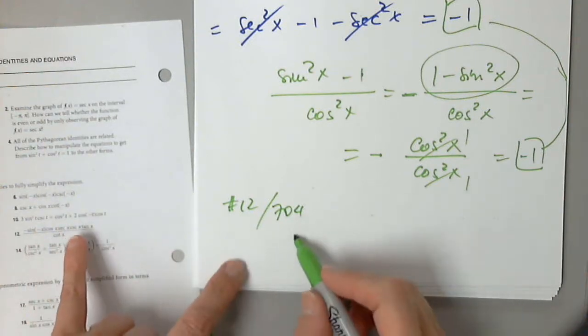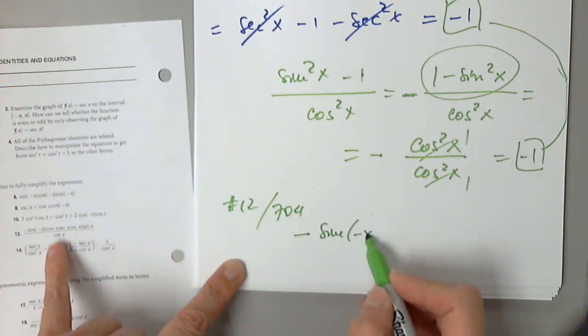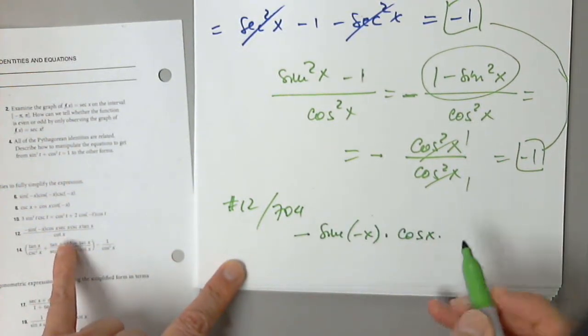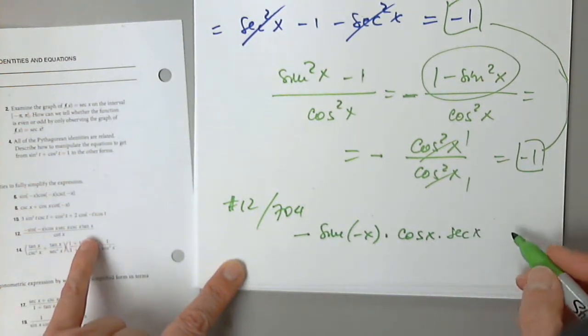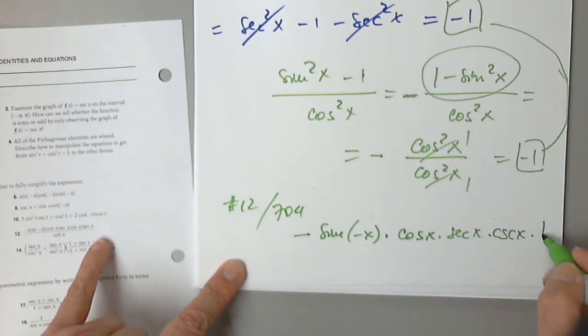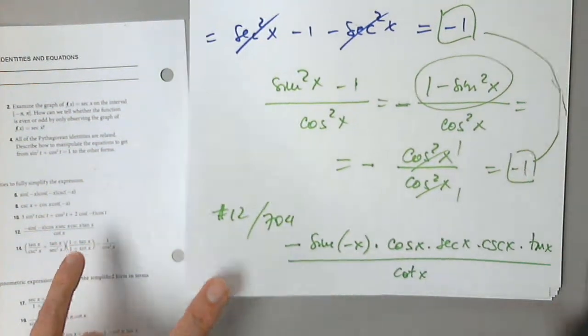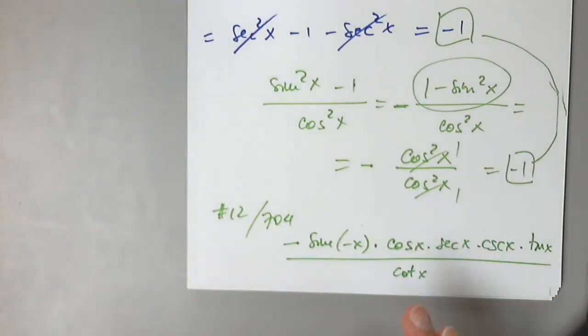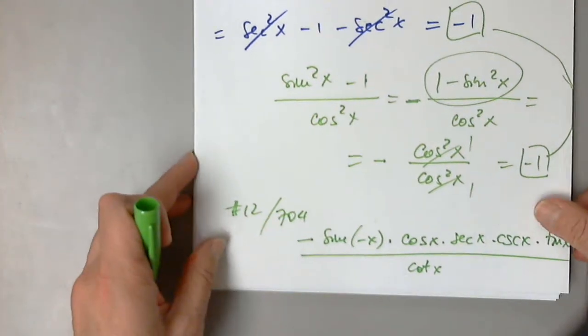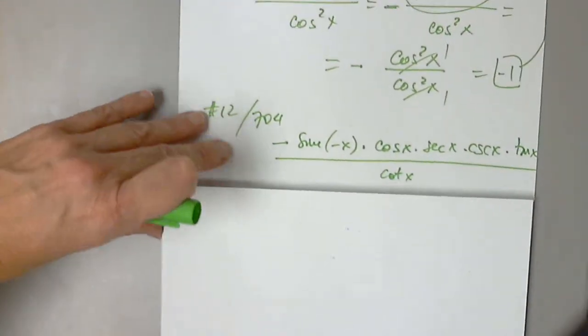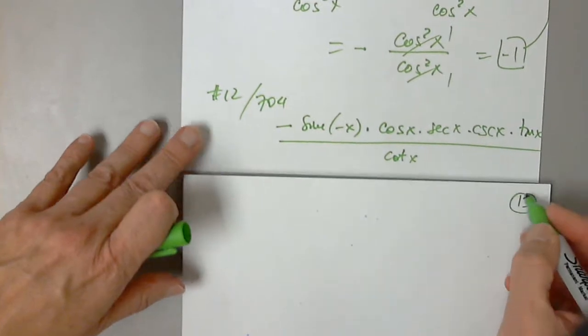So I see negative sine negative x times cosine x times secant x times cosecant x times tangent x, really, over cotangent. Is there anything that they forgot? Or is everything in there already? Okay. Perfect.